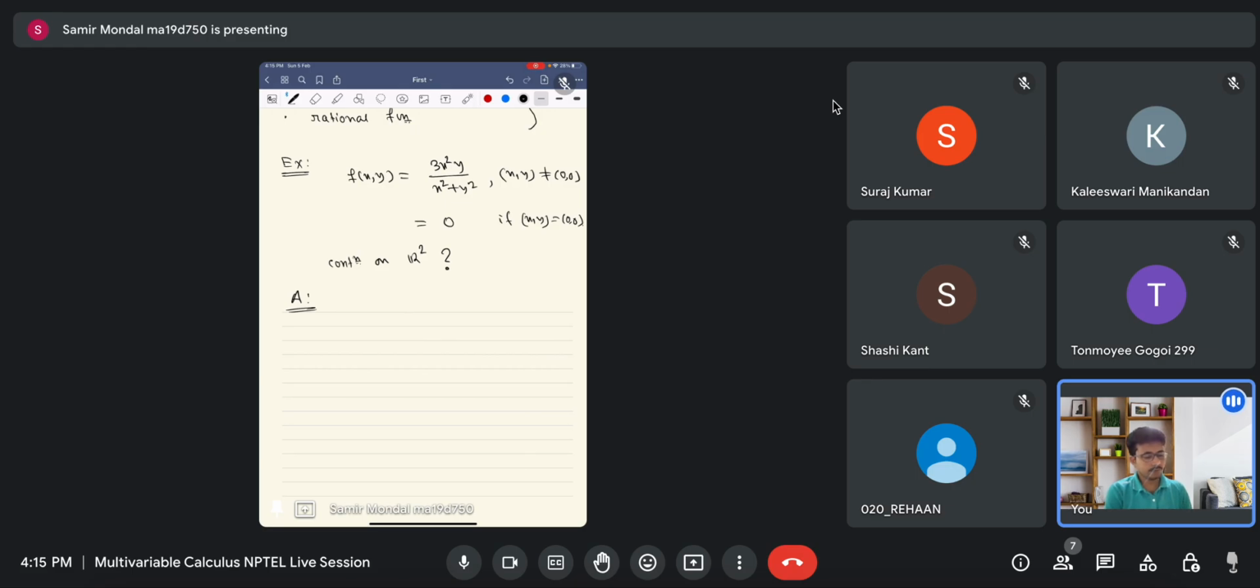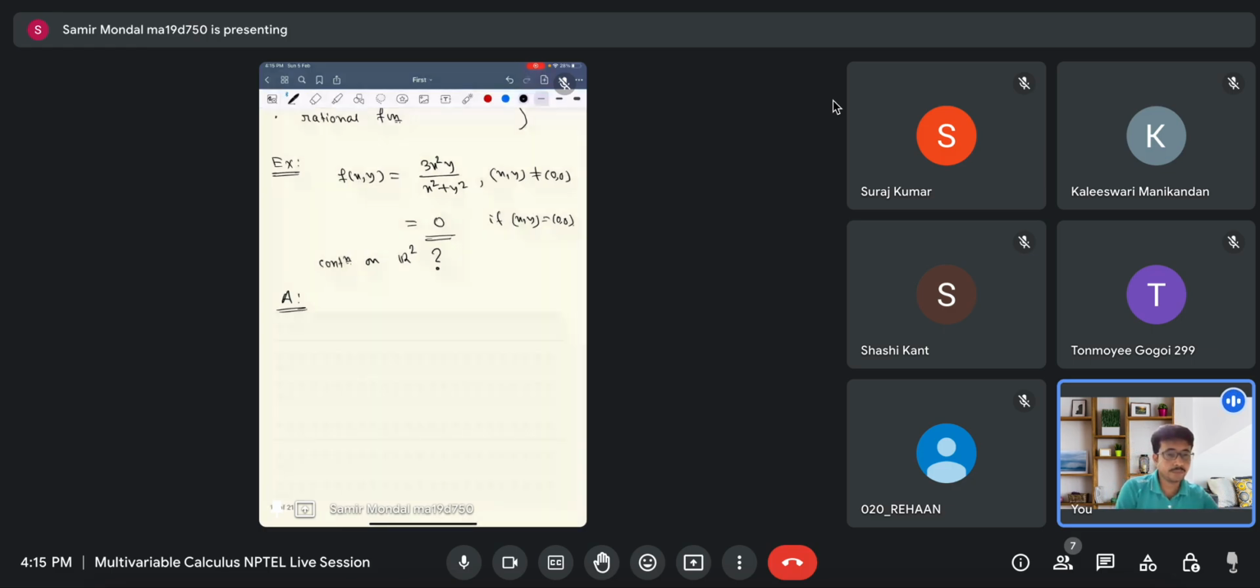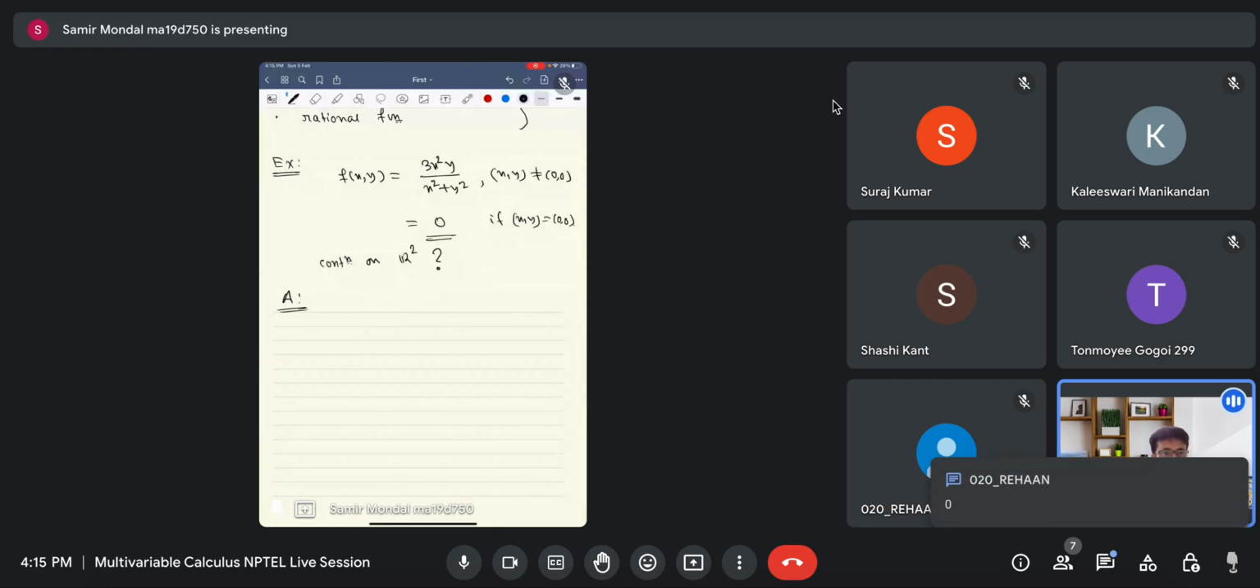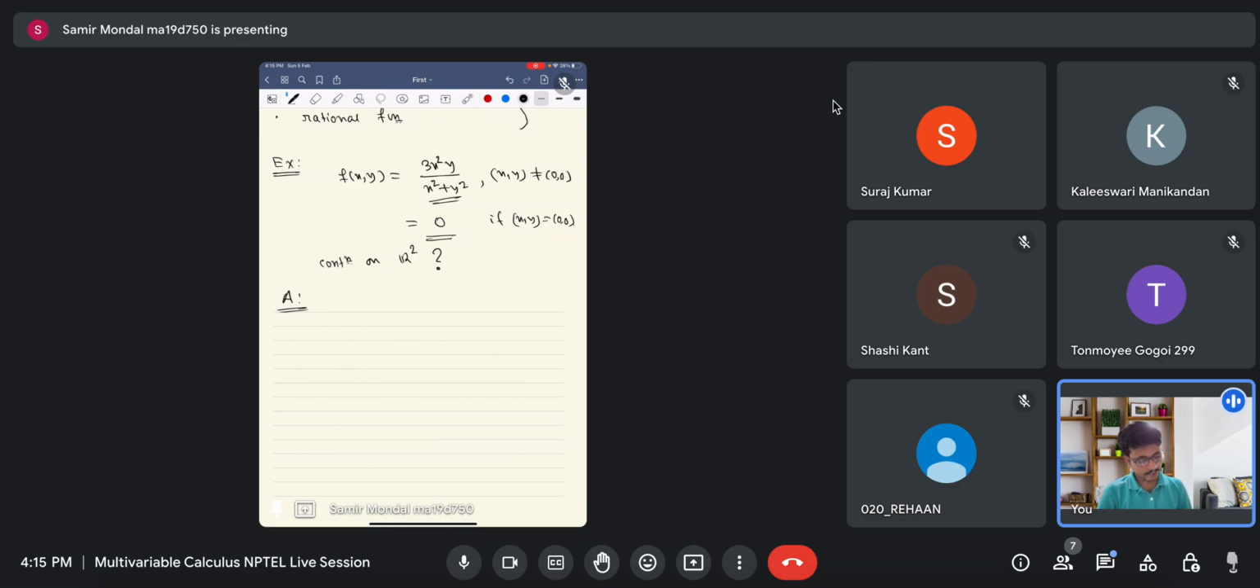You can guess from here, because we already know if a function is continuous at a point (a, b), the limit should be equal to the functional value at the point (a, b). So one guess is this limit is 0. Could you please tell me what will be the epsilon-delta here?